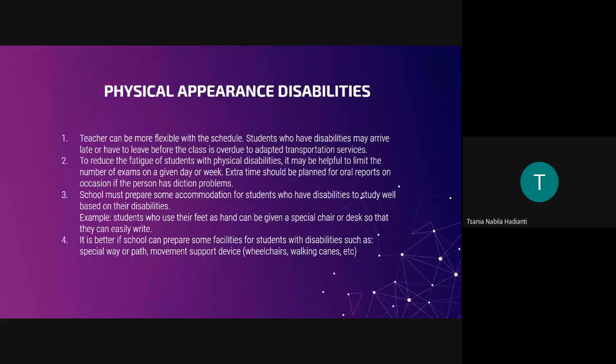Third, the school must prepare some accommodation for students who have disabilities to study well based on their disabilities. For example, students who use their feet as hands can be given a special chair or desk so that they can easily write. And last, it is better if the school can prepare some facilities for students with disabilities, such as special pads, movement support devices, or wheelchairs, walking stands, etc.